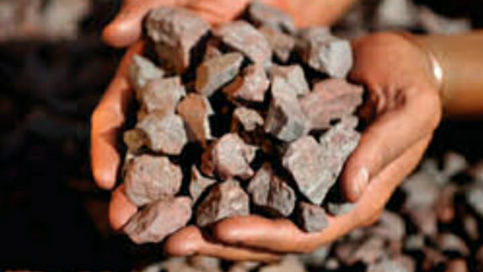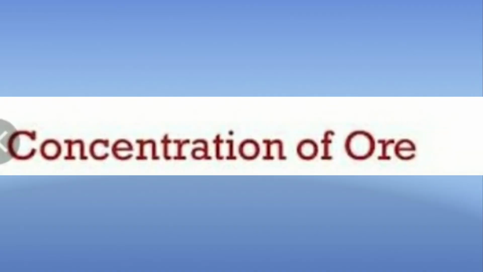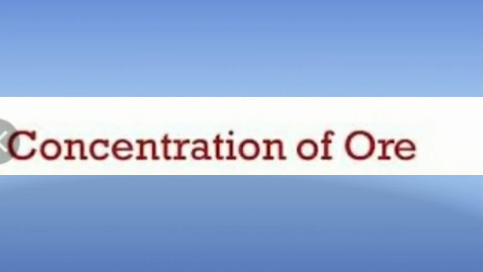The ores are generally associated with earthly impurities, and these have to be removed. These impurities are called gangue or matrix. The impurities which are found in the ores are called gangue or matrix. The removal of this gangue or matrix is known as concentration of ore or ore dressing. So the removal of the impurities, that is gangue or matrix, we call it ore dressing.